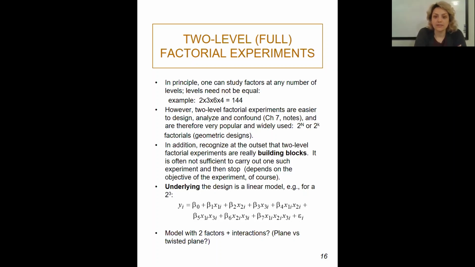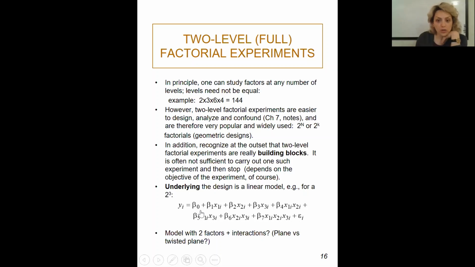In addition, recognize at the outset that 2-level factorial experiments are really building blocks. It is often not sufficient to carry out one such experiment and then stop. It depends on the objective of the experiment, of course. Underlying the design is a linear model. If I give you 2 power 3, I have 3 factors, x1, x2, x3, and each of these factors has 2 levels, low and high, for example. We can write it like the general regression model, which has all of the factors and interactions.